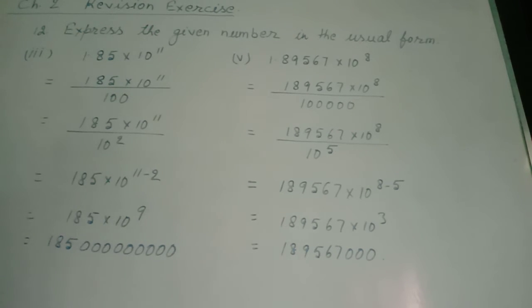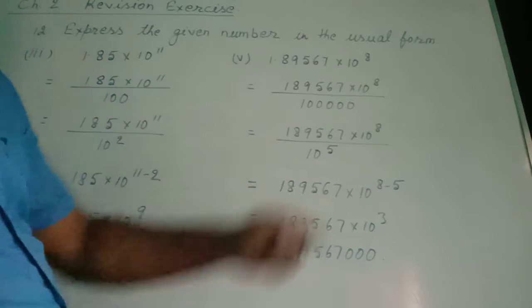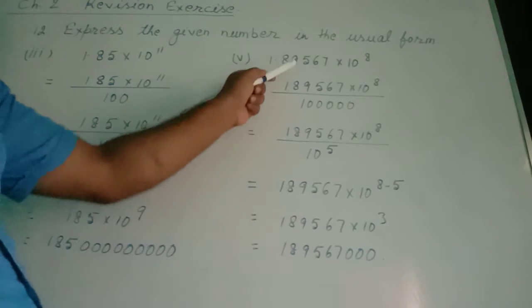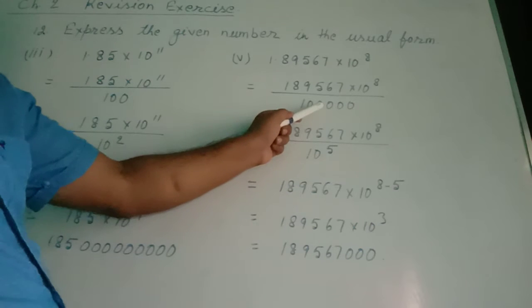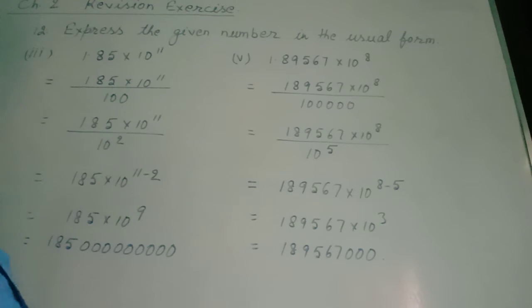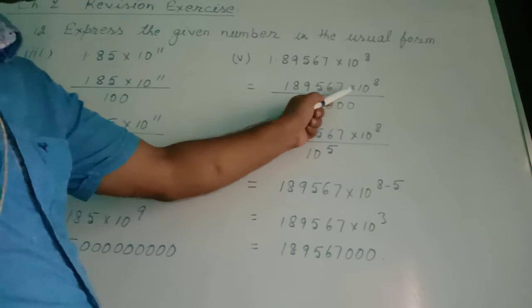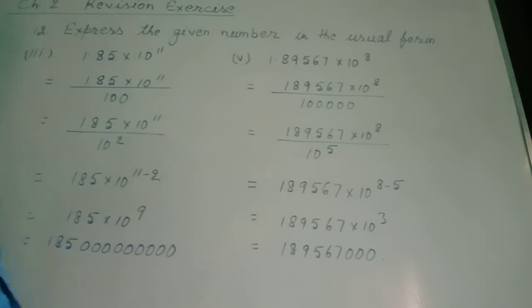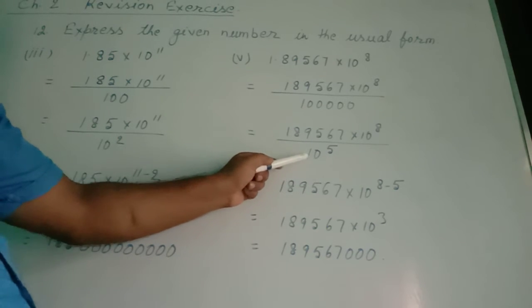Roman number 5, the given number is 1.89567 into 10 to the power 8. In the first step, I omitted the decimal. Since there are 5 zeros before decimal, so we gave 5 zeros upon 1. And in this way, this number became 1.89567 into 10 to the power 8 by 1 lakh. This we can write as 10 to the power 5.